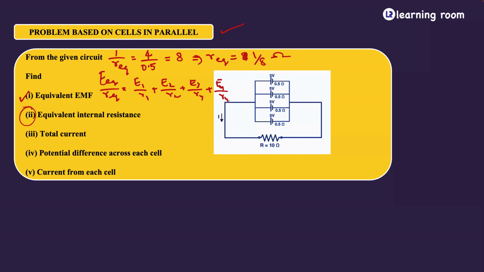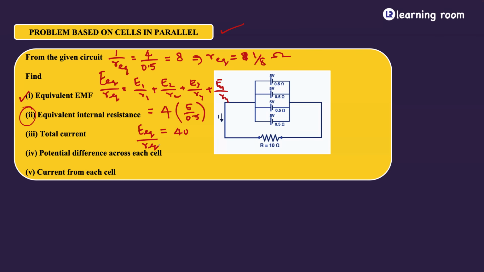It's very simple. So E1, E2, E3, E4 in this case is 5. And R1, R2, R3, R4 in this case is 0.5. So you will have 4 times 5 divided by 0.5. See, 5 divided by 0.5 is going to be 10. So 10 into 4 is going to be 40. This is going to be the value of E equivalent divided by R equivalent.